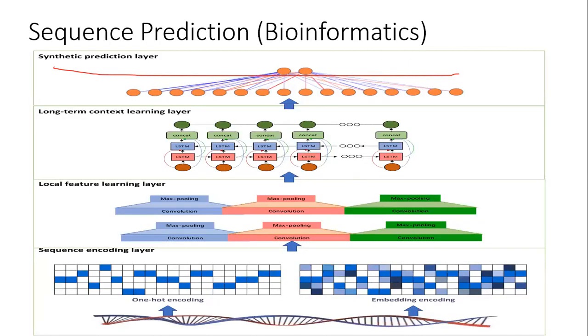So this is sequence prediction in bioinformatics. Here you just have the embedding of your gene or DNA, and you put the embeddings here. It goes through a convolutional neural network, then it goes through an LSTM layer. So I have two layers. One is the convolution layer to extract the features, and then I have this LSTM layer to remember the history. And then I can make a prediction about the sequence. I can predict the next DNA sequence based on these two algorithms.